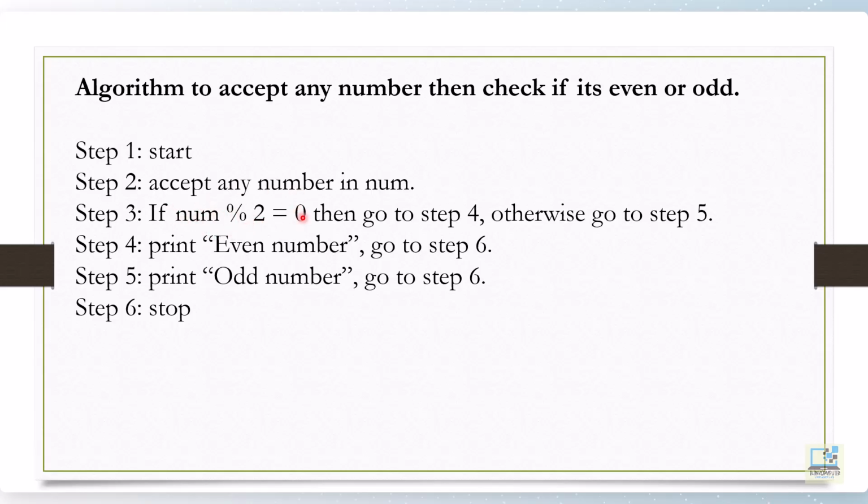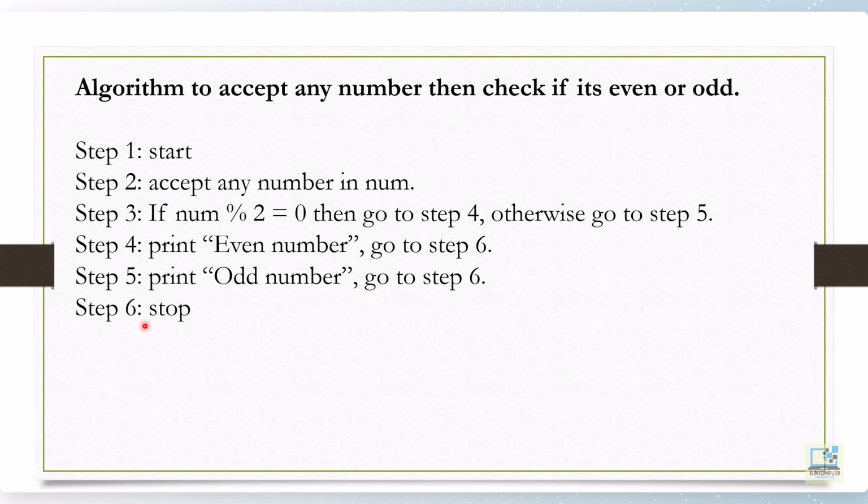My condition says if the number is divisible by 2, then go to step 4. Otherwise go to step 5. That means for even we are going to step 4 and for odd we are going to step 5. So step 4 is printing even number, then jumping to step 6. And if it is odd number, then straight from the step 3 it will be going to step 5, where it will print odd number and it will go to step 6.